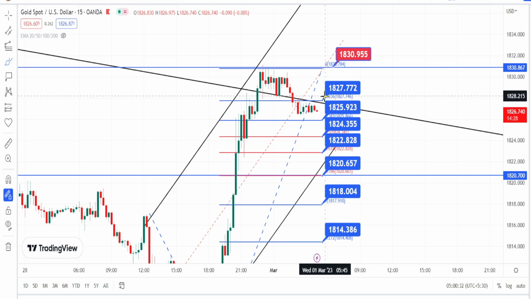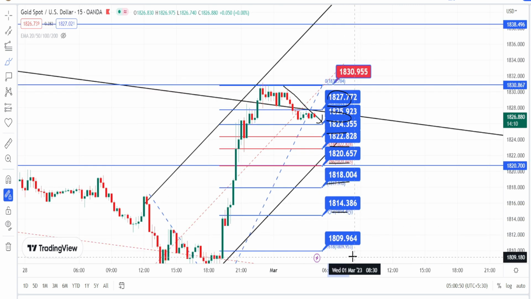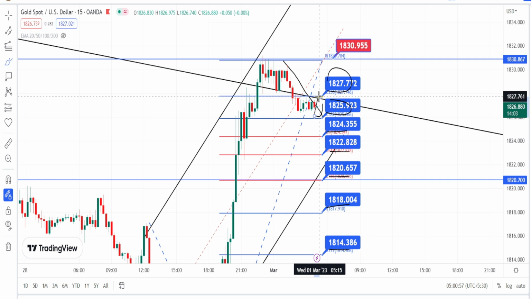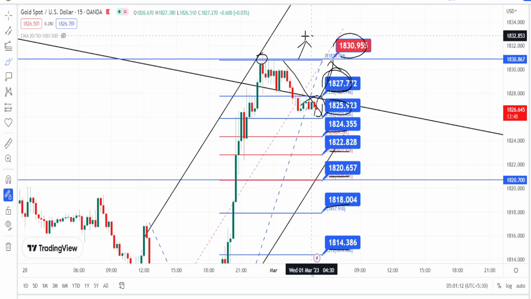Currently, the price action is trading between the resistance level of 1827 and support level of 1825. Once this support level is broken, next level of support is going to be around 1824, 1822, 1820, 1818, 1814 and 1809. And on the bullish side, if the price action breaks the resistance level of 1827, next level of resistance is going to be around 1830. Once this resistance level is broken, we can expect the bullish side trend to continue in 15 minutes time frame also.